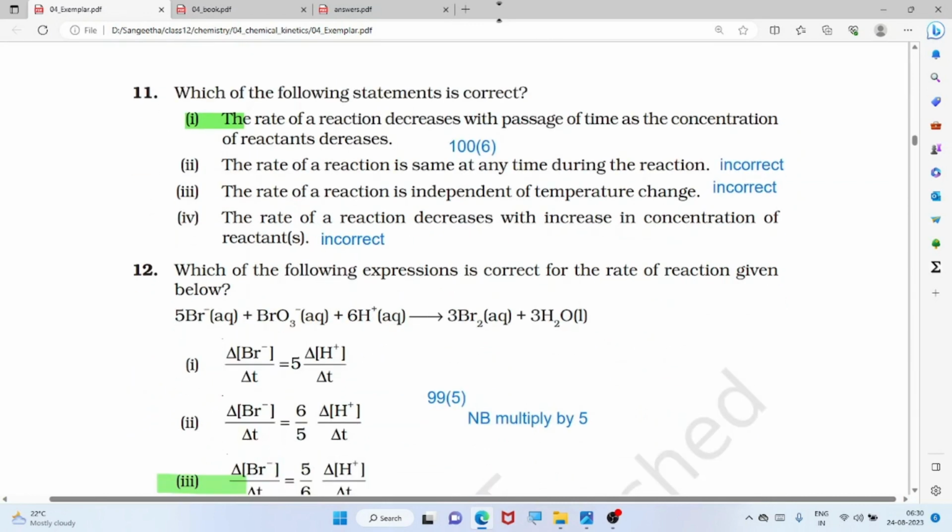Which of the following statements is correct? The rate of the reaction decreases with the passage of time, as the reactants are consumed. The concentration of the reactant decreases and the rate of the reaction also decreases. So this one is correct. The rate of the reaction is the same at, no, this is incorrect. Rate of the reaction independent, no, this is also incorrect. Rate of the reaction depends on the temperature. The rate of the reaction decreases with increase in the concentration of the reactant, no, this is wrong.